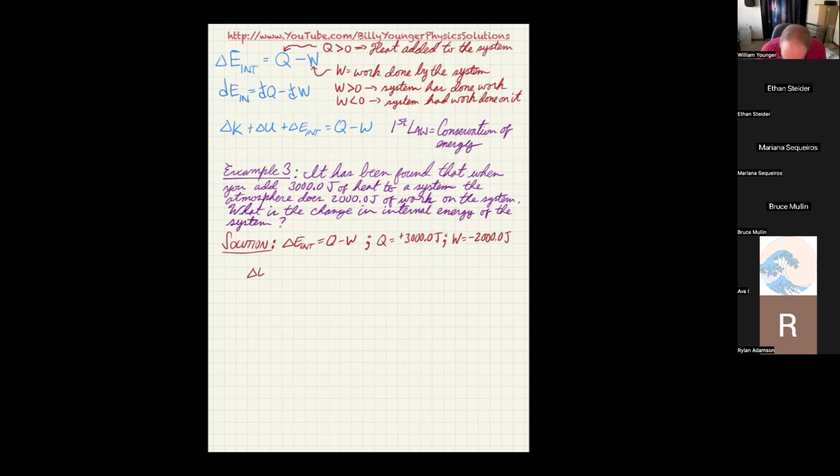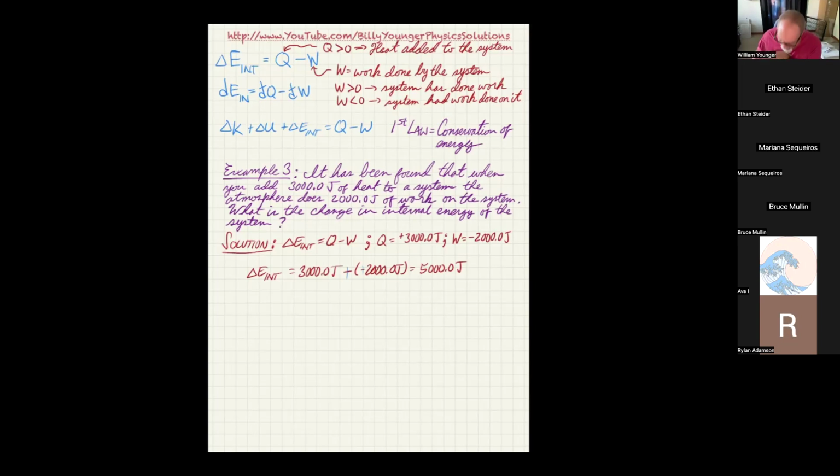So delta E internal in this particular case is equal to 3,000.0 joules minus negative 2,000.0 joules, and minus a negative is the same thing as plus a positive, which we often write by doing that. And in this case, we get that the answer is 5,000.0 joules. So basically, that should make some sense to you. Remember, the internal energy is the total energy of all the atoms or molecules in the object. So the object being what we're calling system here.